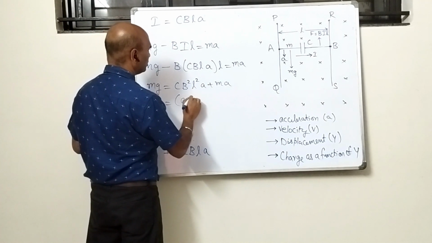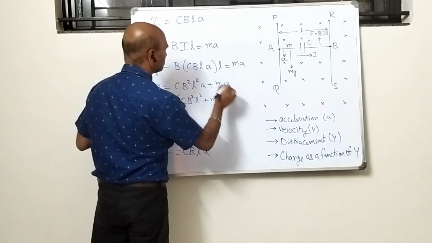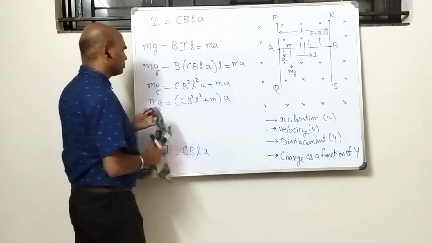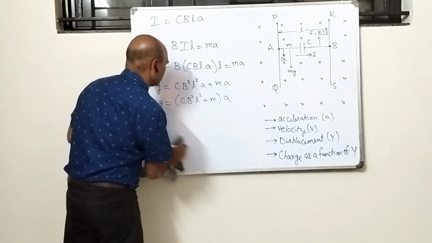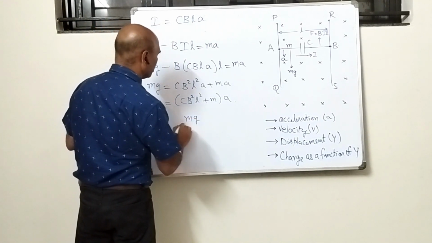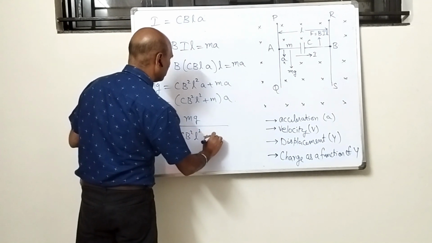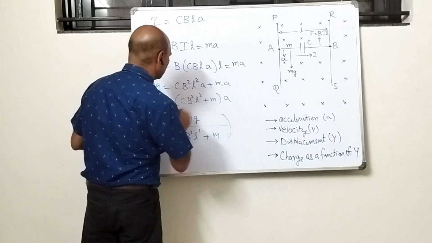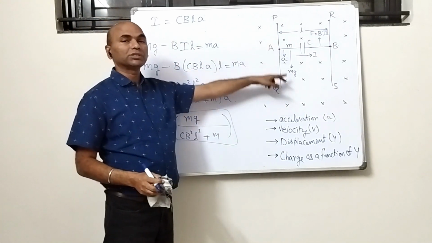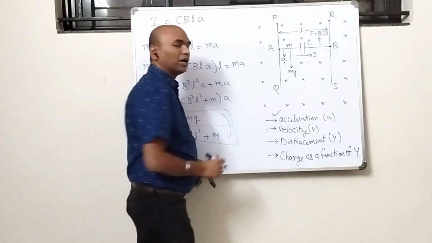Taking a common, I would have an expression for acceleration now, which is a is equal to mg by (CB square L square plus m). So this would be the expression for the acceleration with which the rod is descending down. So we have answered the first part of the question.